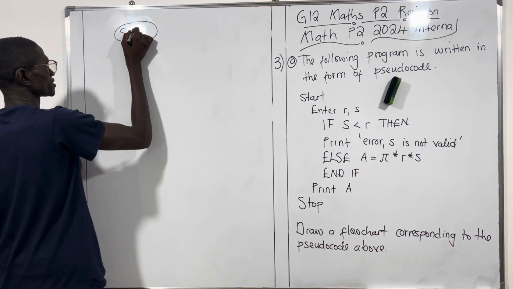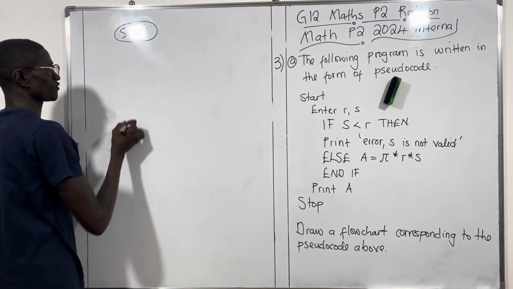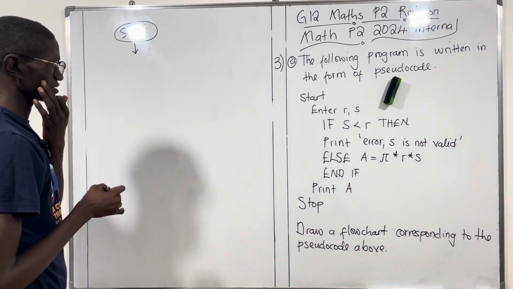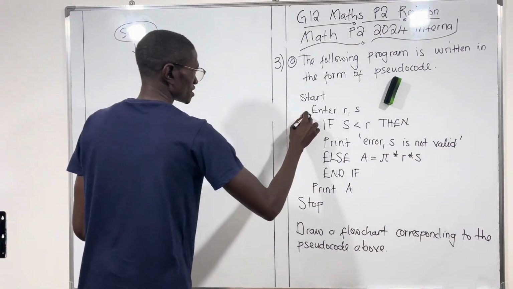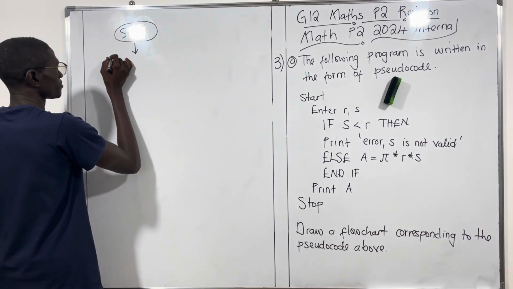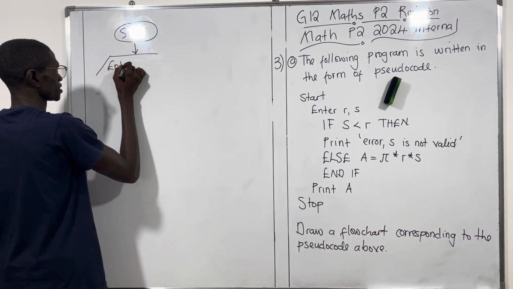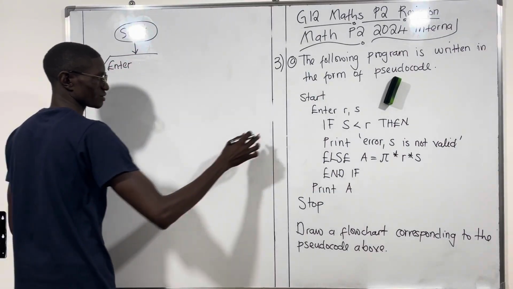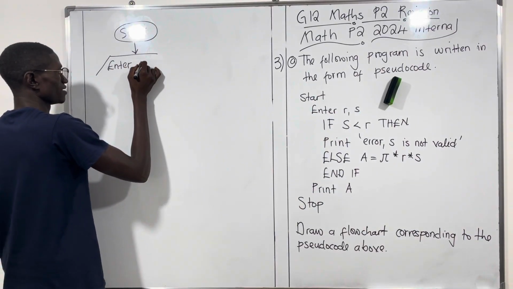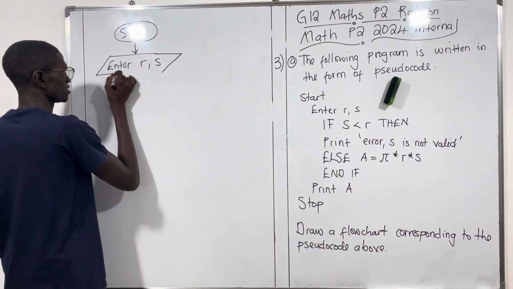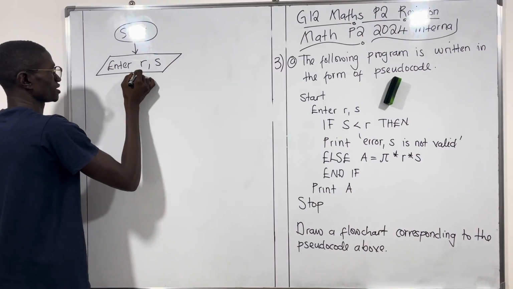So there we are going to write the word start inside the oval shape, and then you draw an arrow coming downwards. We said wherever you see the word enter, you are supposed to use a parallelogram. Okay, the weak rectangle. You just plug in that information there. Enter R, comma S. Okay, you are done. And then you put another R.